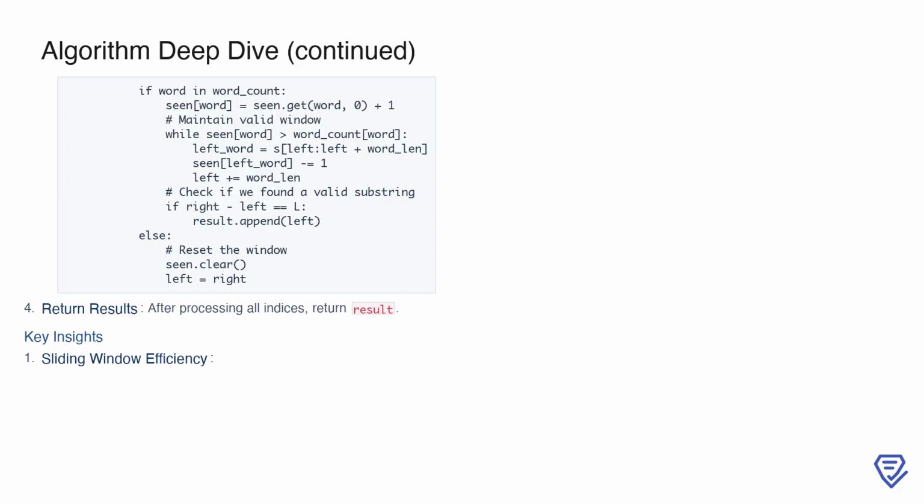If the window size equals L and the word counts in seen and word_count match, we've found a valid starting index, so we add the left pointer to our result list. On the other hand, if the chunk is not a valid word, we reset the seen map and move the left pointer to match the right pointer, effectively starting a new window. Once all possible starting indices have been processed, we return the list of valid starting indices in result.